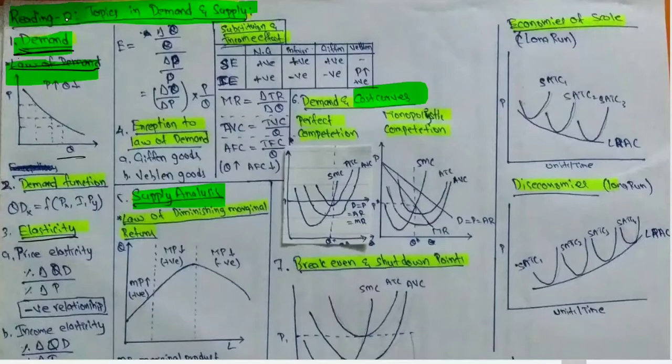Firstly, the law of demand. The law of demand describes the change in quantity demanded due to a change in price. In order to analyze the law of demand, we assume that all other things are kept constant. That is, the price of related goods as well as the income of the consumer are kept constant. So, when the price increases, the quantity demanded decreases.